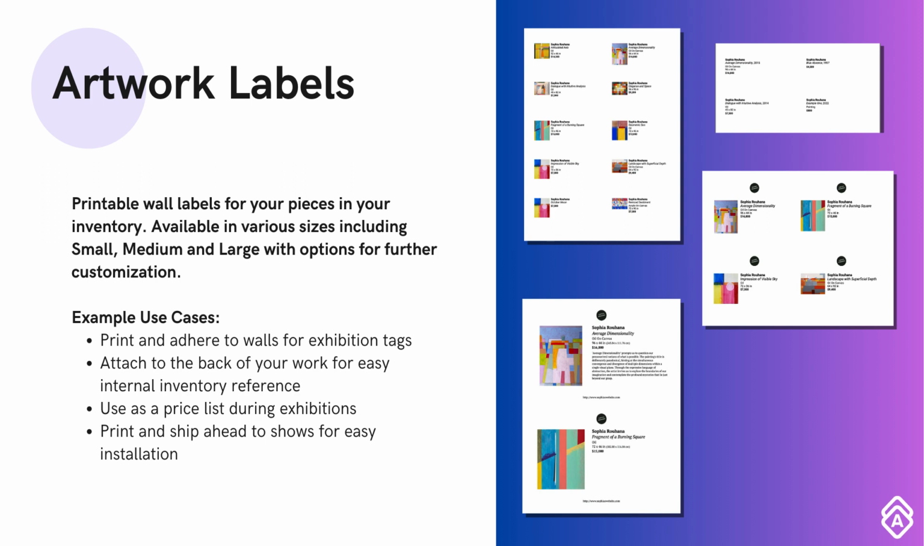You can also use these as a price list during exhibitions. So, maybe you don't need to divvy these up and make them as labels. You can just create maybe the small labels and they have the thumbnail, similar to a tear sheet, but you kind of have the ability to add more pieces per page, and you can use them as a price list.